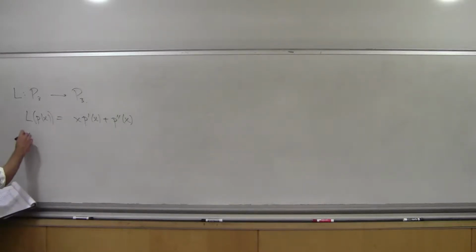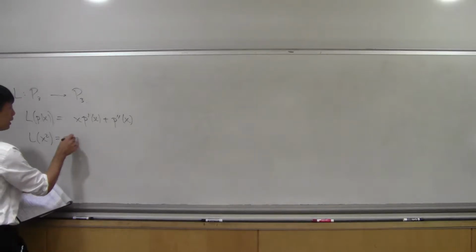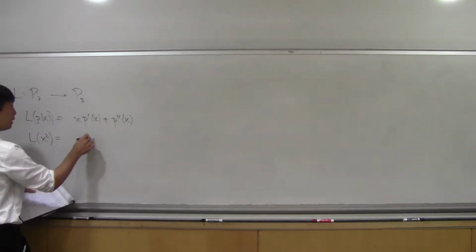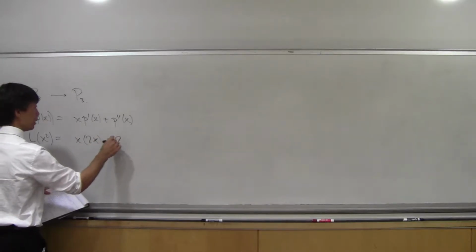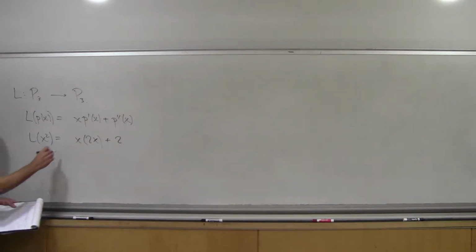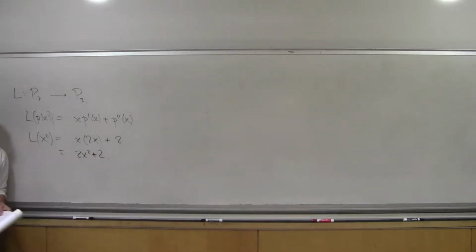Okay, so for example, if we take L of x squared, it'll say, I'm going to give you back your derivative multiplied by x and add on the second derivative, right? So you get 2x squared plus 2, is what it'll give you back.